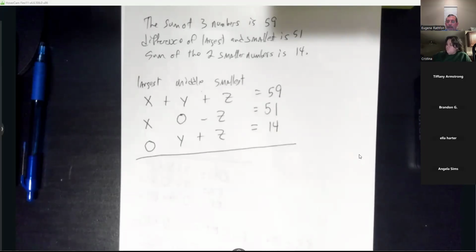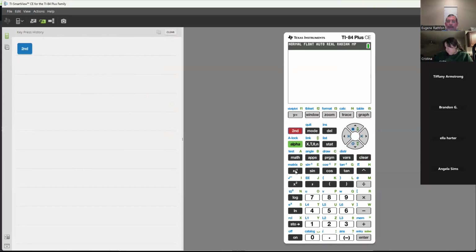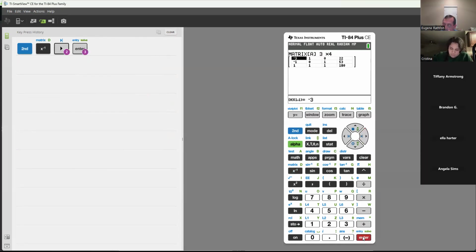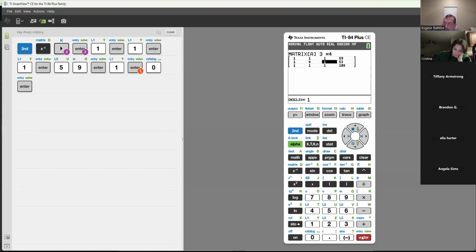So I'm going to clear everything off. All right, second matrix, edit, and enter. So y'all still the 3 by 4. So this one had 1, 1, 1, 59. Then I had 1 enter, 0 enter, and -1 enter. And then that equaled 51. So watch out for that negative on that one, okay?